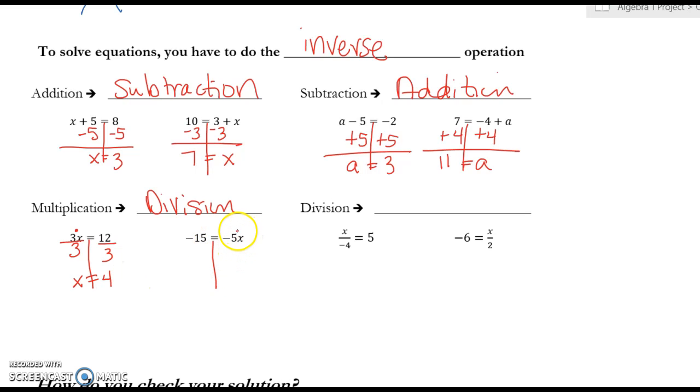Same thing on this next one. I have to get rid of a times -5, so I'm going to divide both sides by -5. And then -15 divided by -5 is a +3, because remember I can circle them.